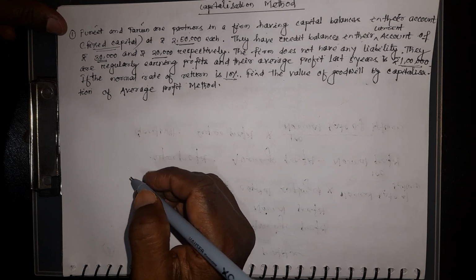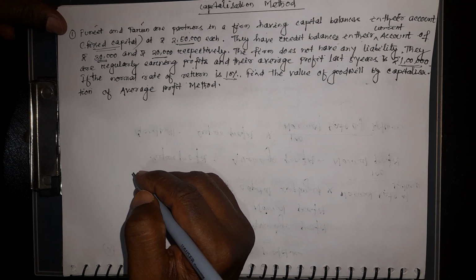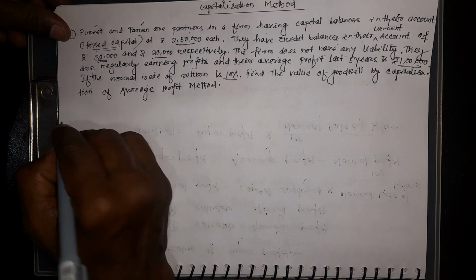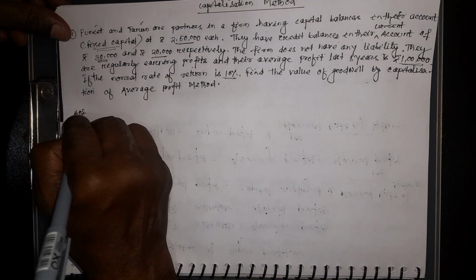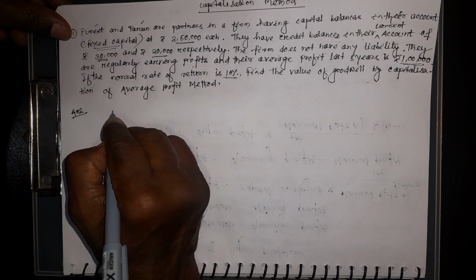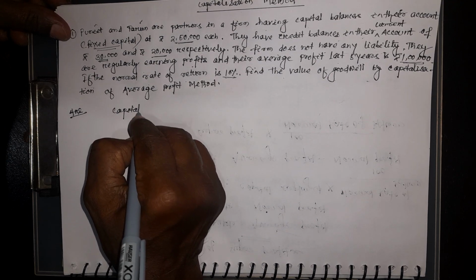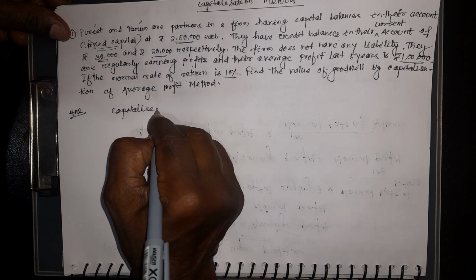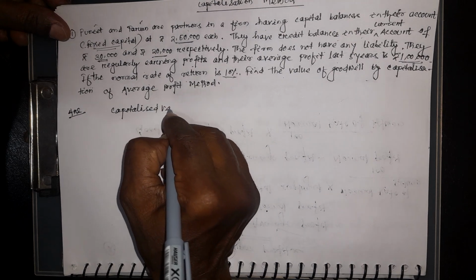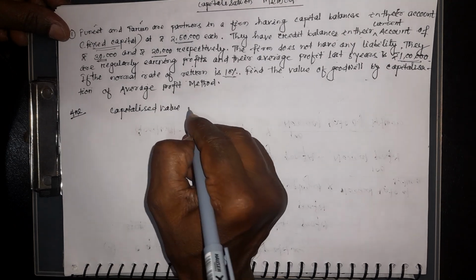For the calculation of goodwill under the capitalization of average profit method, first of all we will calculate the capitalized value of the business. Clear? So first we will calculate the capitalized value of business.